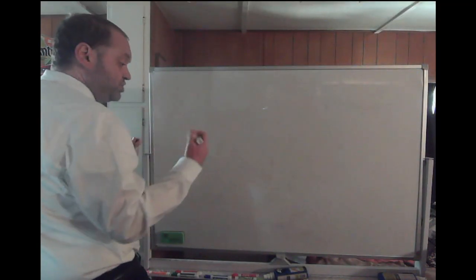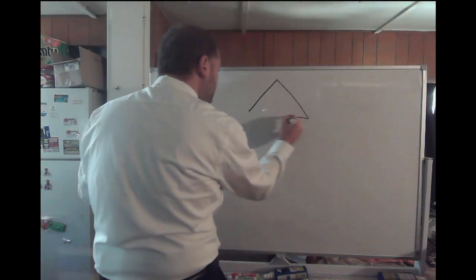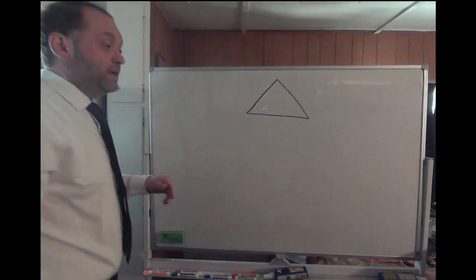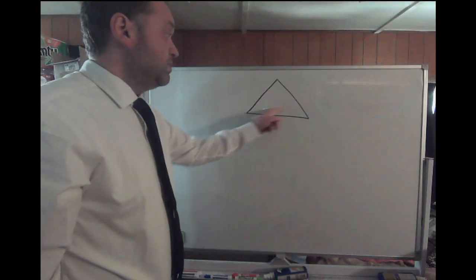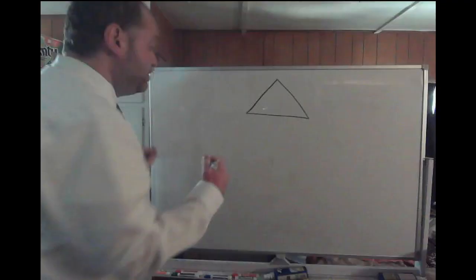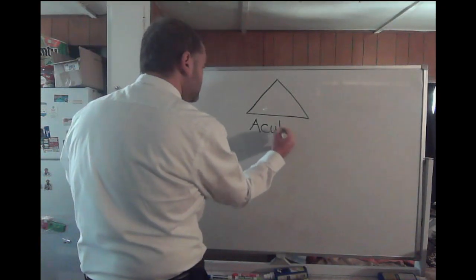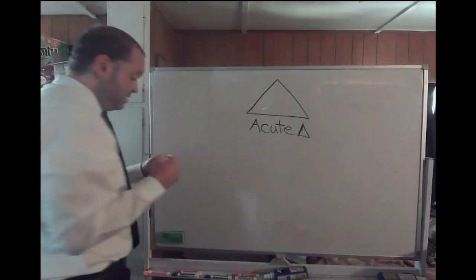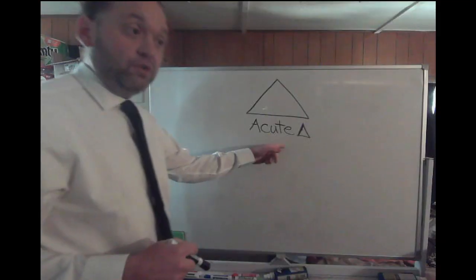Now let's talk about triangles in terms of angles. We can also classify them by their angles. Let's say we have a triangle and all three angles are acute angles. If all three are acute angles, this is considered an acute triangle. So if we're classifying by angles, all three angles of the triangle are acute, they're acute triangles.